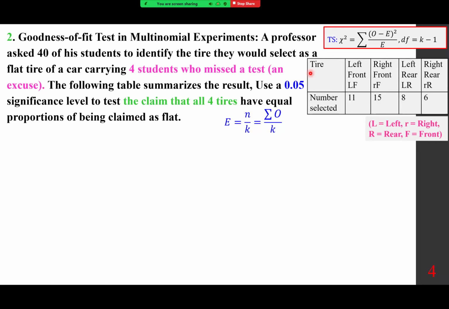Here's the tire. L stands for the left, capital L. R is the right, lowercase. Capital R is rear. Capital F is front. So left front, LF, 11 said so. Right front, 15 said it got a flat. And left rear, 8. Right rear, 6. This is the observation. And if you add them up, 11 plus 15 plus 8 plus 6, there are 40 students. So we have the sample is 40.